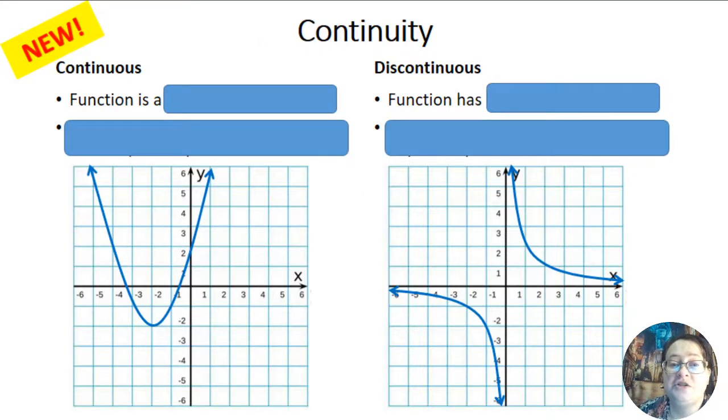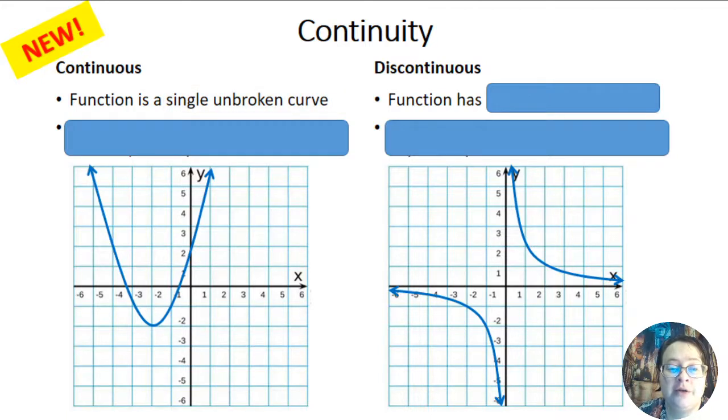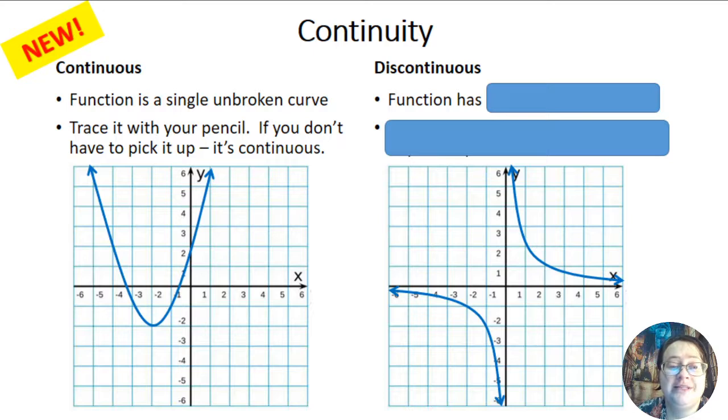Next, our first new concept, continuity. This one is much easier than it sounds. A continuous function means the function is a single, unbroken curve. If you trace it with your pencil, and you don't have to pick it up, it is continuous. So if we look at this graph here on the left, if I trace that with my pencil, I would never have to pick my pencil up.